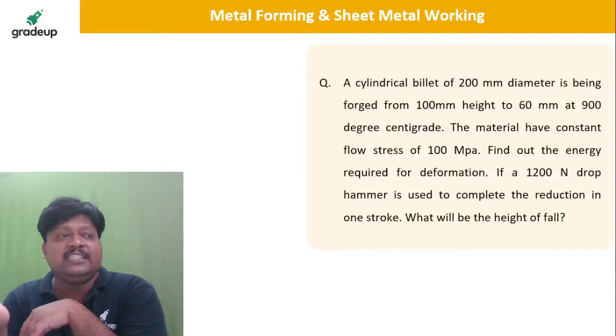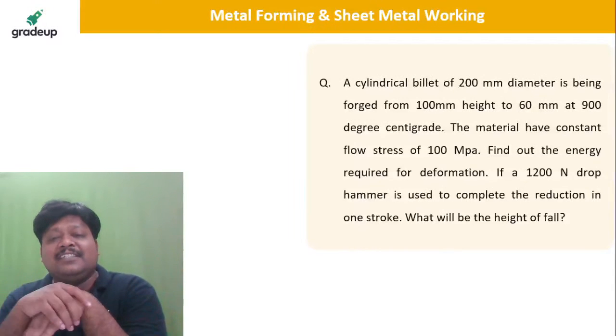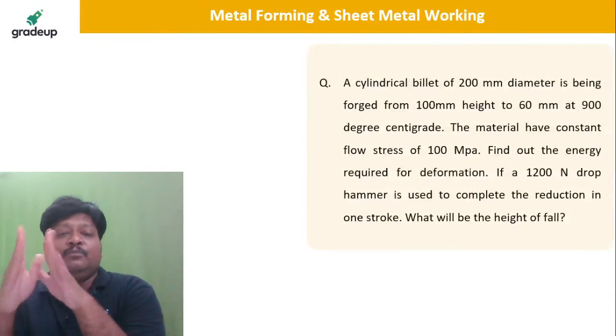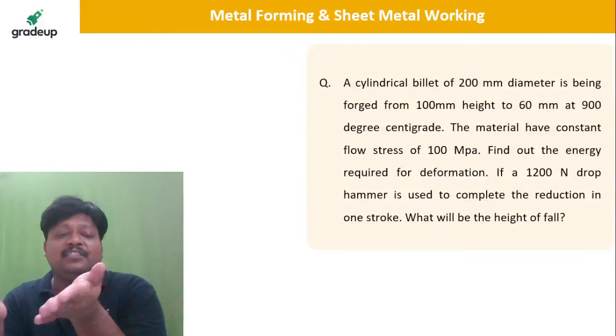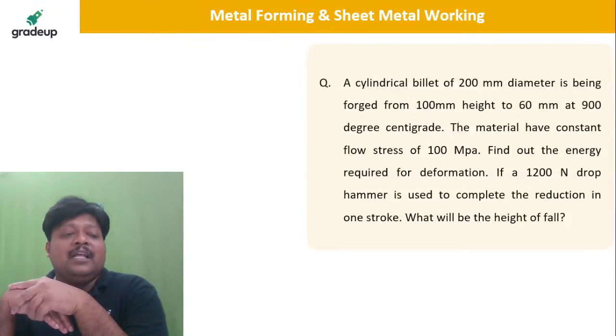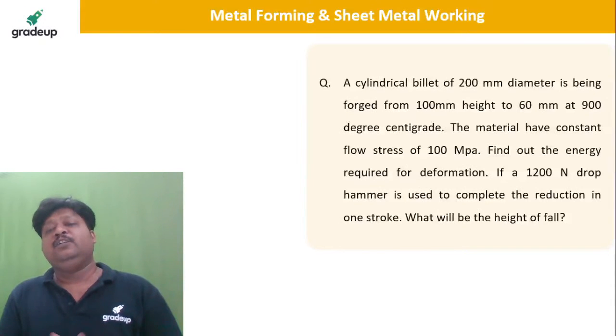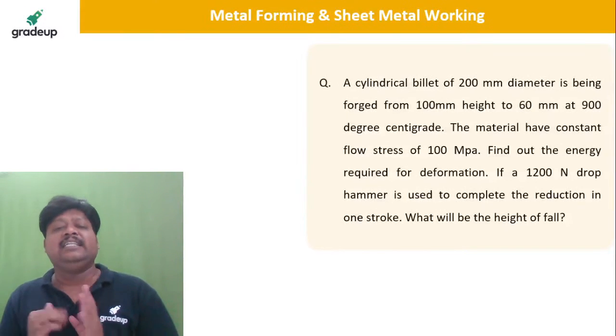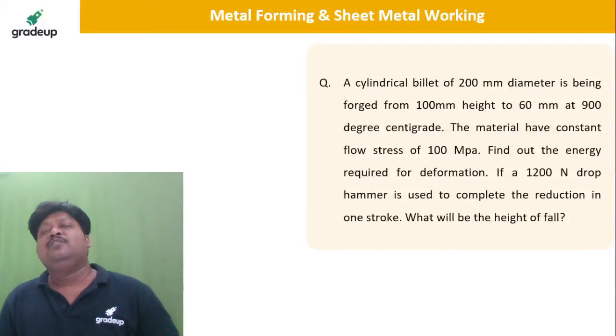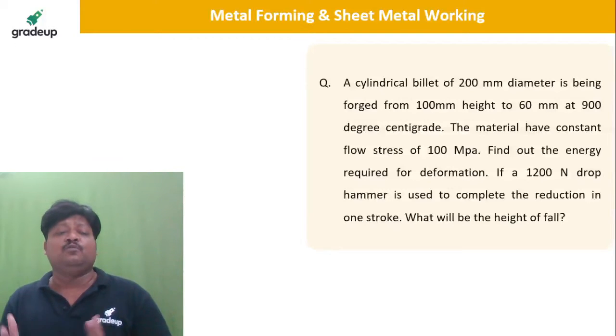So see, this is the question. Mu is not given. I have taken the same question. Don't worry. When mu is not given, this is the question we are going to understand. So see here, no coefficient of friction is given. This is the ideal case. You simply take the original cross section and final cross section, and multiply that cross section with the corresponding value of sigma y or average flow stress.